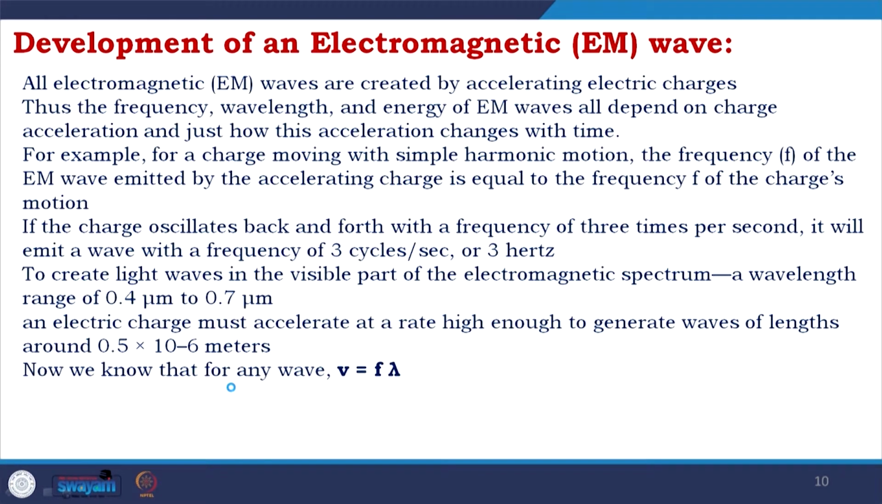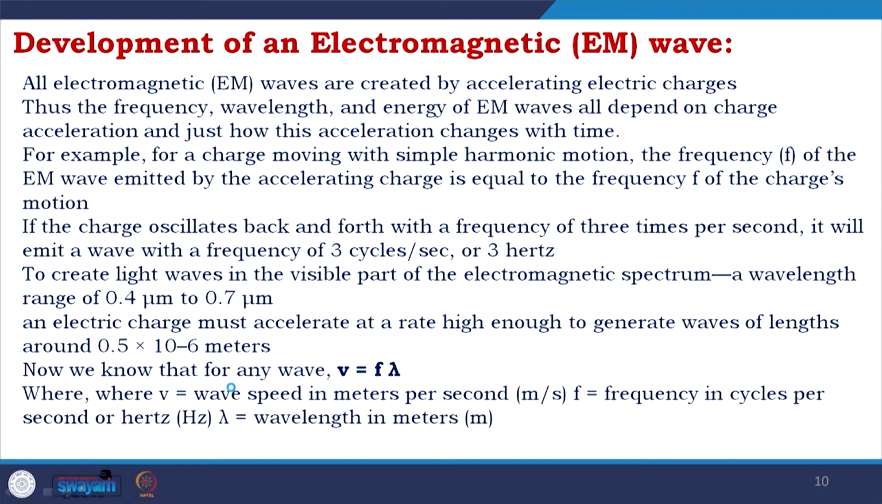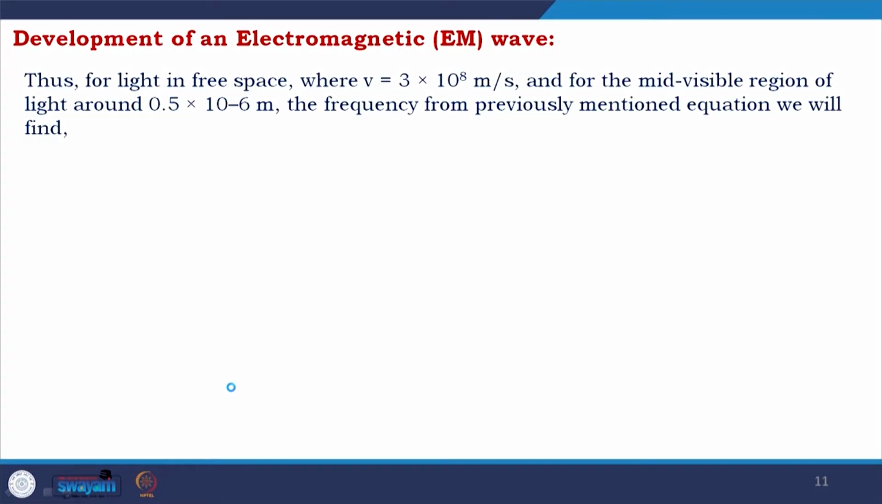So, now we know that for any wave, the velocity v equals f, the frequency, times lambda, the wavelength, where v is the wave speed in meters per second, f is the frequency in cycles per second or hertz, and lambda is the wavelength in meters. Now, for light in free space, where v equals 3 × 10^8 meters per second, and for the mid visible region of light around 0.5 × 10^-6 meter, we get f equal to v by lambda, which calculates out to 6 × 10^14 Hz.